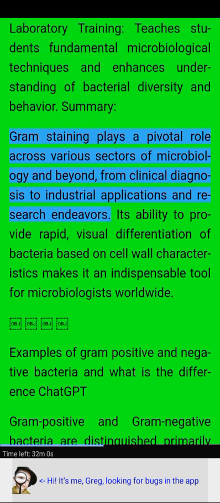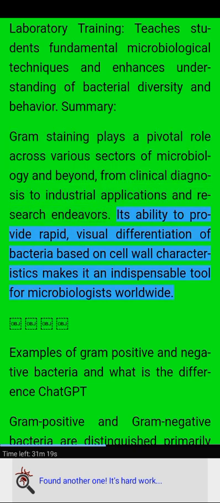Summary. Gram staining plays a pivotal role across various sectors of microbiology and beyond, from clinical diagnosis to industrial applications and research endeavors. Its ability to provide rapid, visual differentiation of bacteria based on cell wall characteristics makes it an indispensable tool for microbiologists worldwide.